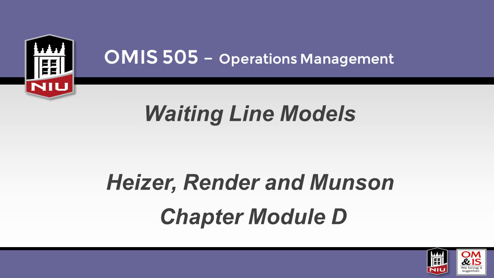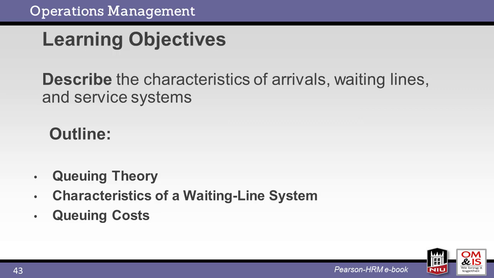Now we move to a discussion on waiting lines, or queues. The goal of this unit is to understand and evaluate the characteristics of arrivals, waiting lines or queues, and service systems. This discussion will include theory and costs associated with waiting.